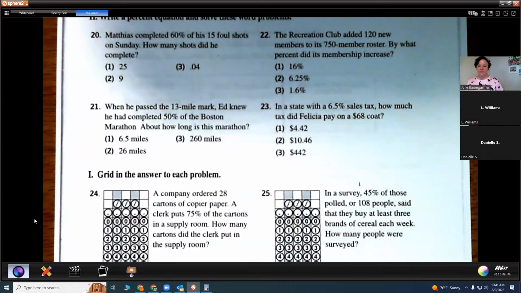Awesome. Okay, Matthias completed 60% of his 15 foul shots on Sunday. How many shots did he complete? Yep. And maybe you didn't even need the math, right? Did you need to do the math, or could you just guess from the choices on that one?